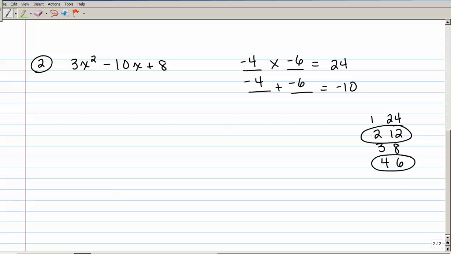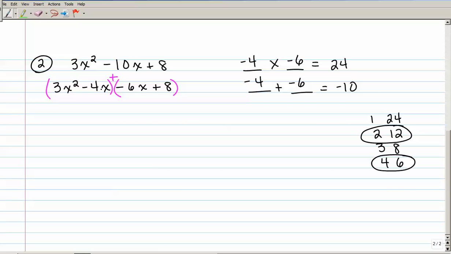So now I'm going to use those two numbers to rewrite my negative 10 in the middle here. So 3x squared minus 4x minus 6x plus 8. So I rewrote negative 10x as negative 4x minus 6x. Now we want to factor by grouping, so I'll put parentheses around the first two, parentheses around the last two, and don't forget to put the plus up there because now I'm going to think of this in terms of plus a negative 6.